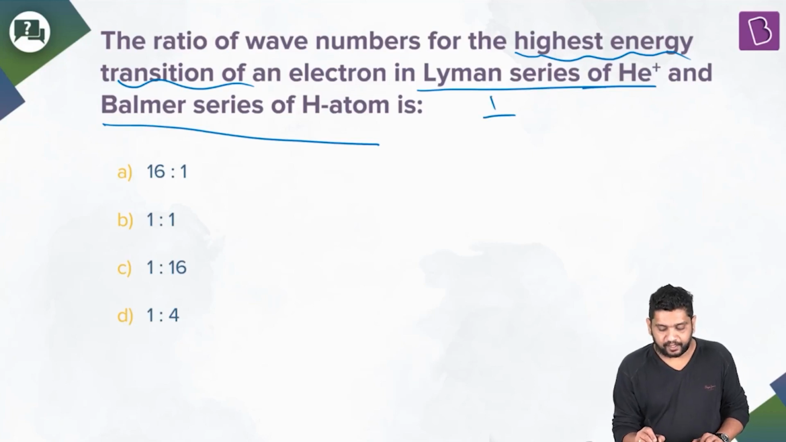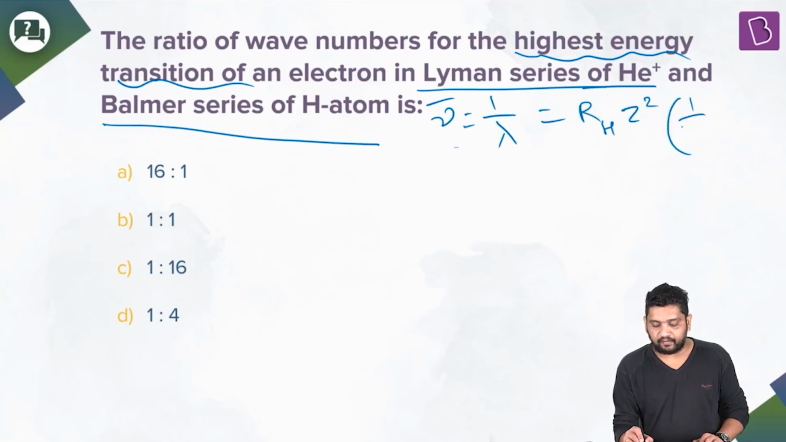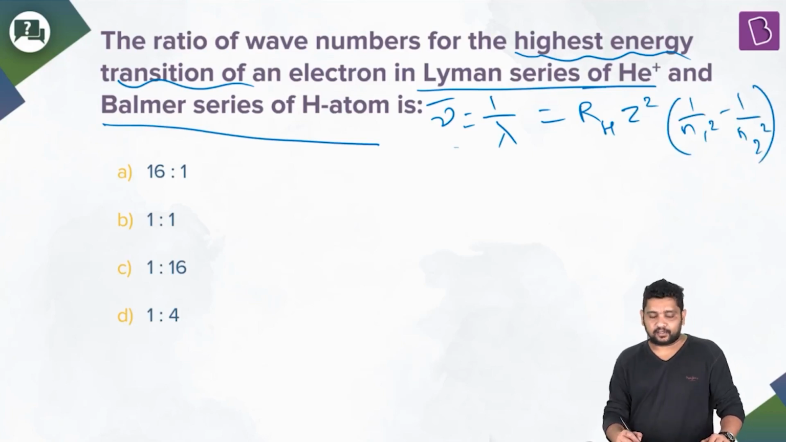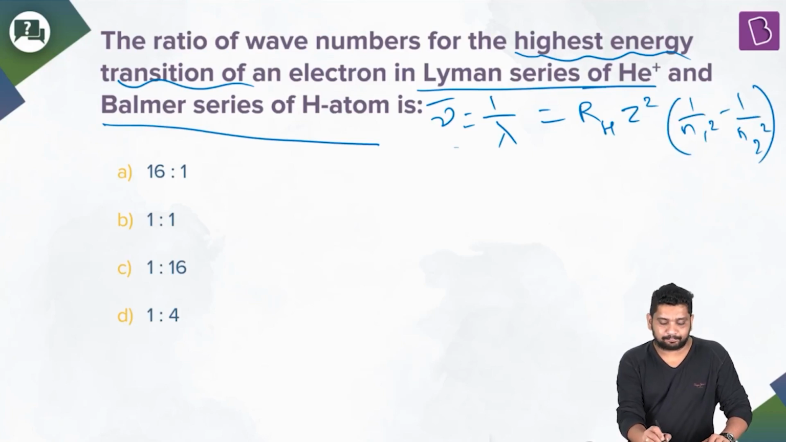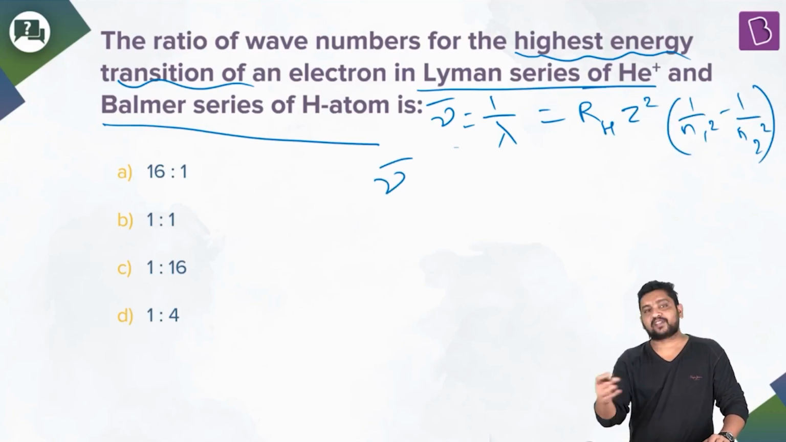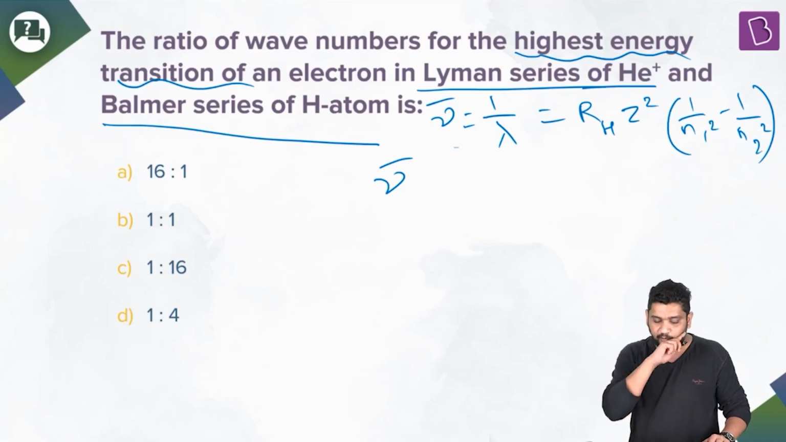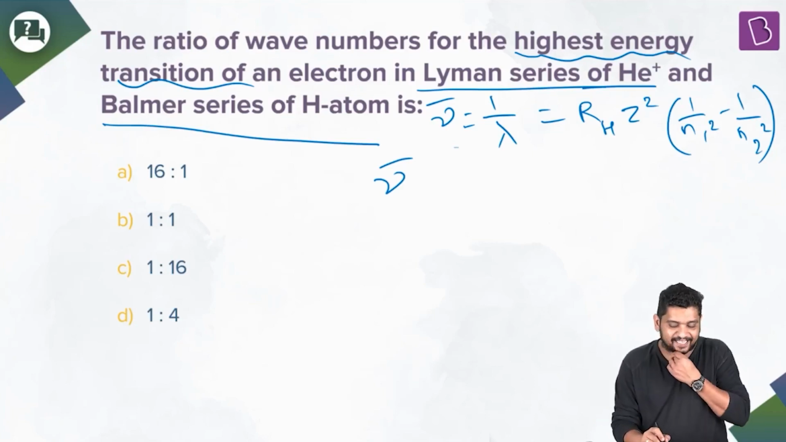So wave number is 1 by lambda, which is your nu bar, and nu bar, 1 by lambda, is supposed to be RH Z square into 1 by n1 square minus 1 by n2 square. This is our Rydberg formula, right? So as far as wave numbers are concerned, obviously it is related to Z as well as the series, so n1 and n2.